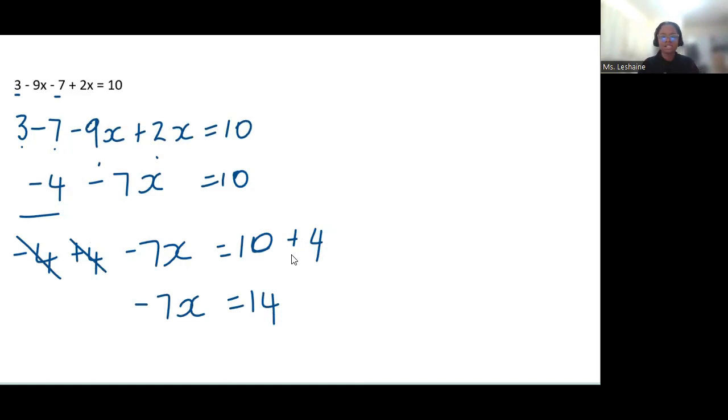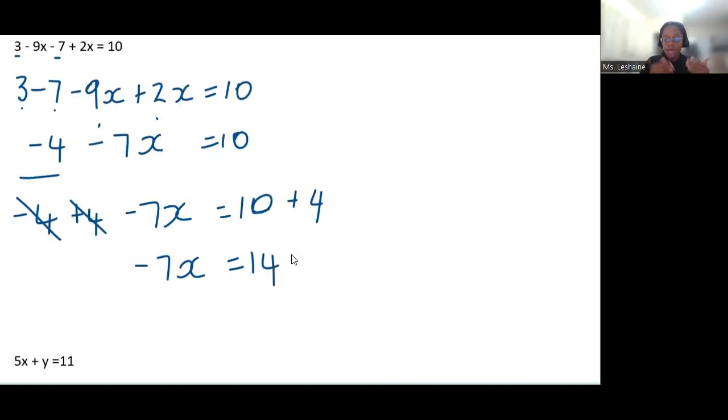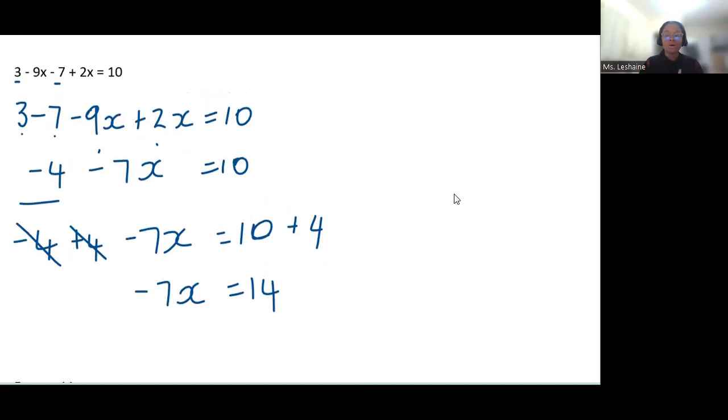Now, I will ask myself, okay, what is happening to x? Now, x is being multiplied by a negative 7 because I have negative 7x. So that's negative 7 times x. So x is being multiplied by a negative 7. So what is the opposite of multiplying by a negative 7? That is dividing by a negative 7.